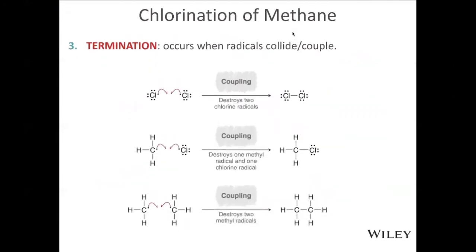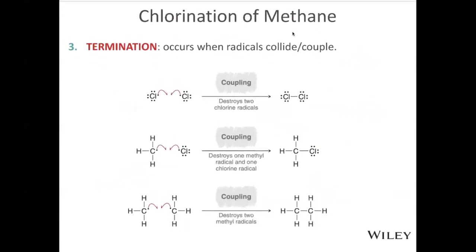And now termination of this step, we can have a couple different things come together. Remember, anytime we've created a radical, that radical may still be around. So we can couple together 2 chlorine radicals to recreate our Cl2 we had as our reagent. We can couple a chlorine radical with a methyl radical to create now our alkyl halide, or we can couple together 2 of our methyl radicals, kick those both in to create a new bond here, making ethane.